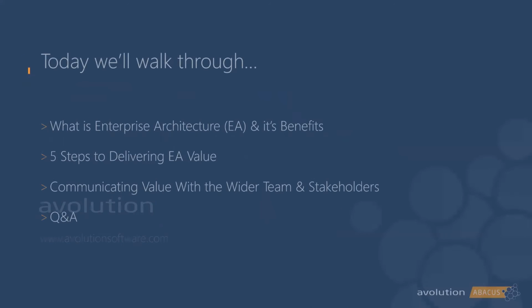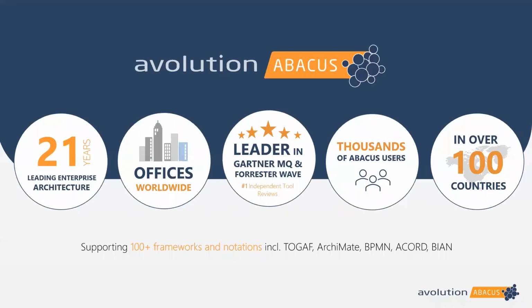What I'm going to do is give you a brief agenda of today's session. We're going to start by going back to basics as to what enterprise architecture is and its benefits. We're then going to get stuck into the 5 steps of delivering enterprise architecture, from our perspective here at Avolution. But looking at the value of enterprise architecture, we will touch on how we can communicate this value with our wider team and our stakeholders. And as I mentioned, at the end we will be saving some time for any questions that you might have.